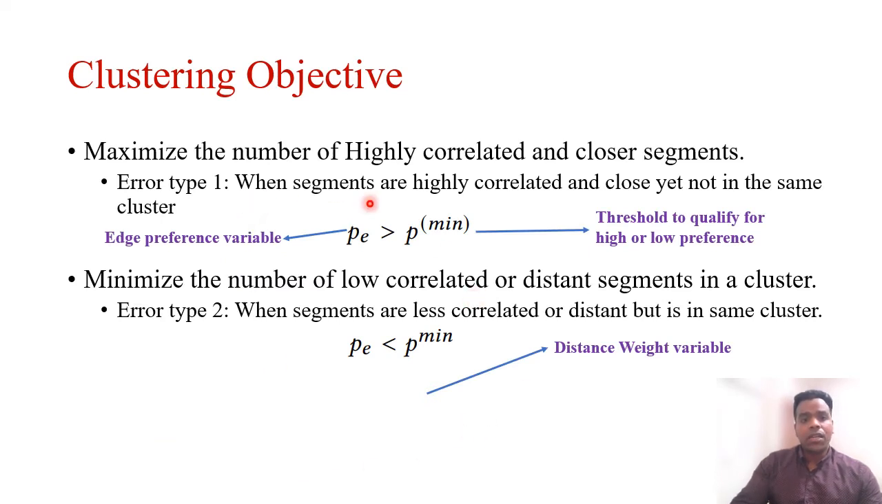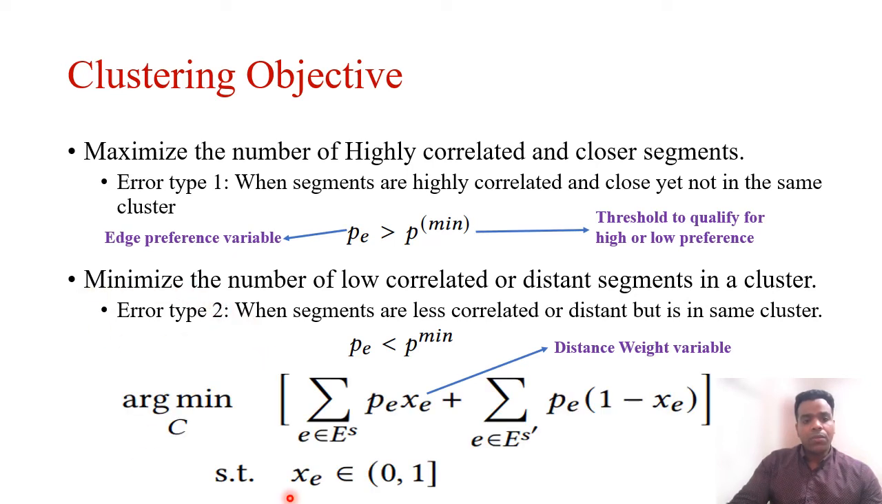Now let's look at the clustering objective. We have two clustering objectives here. First, to cluster all the road segments that are highly correlated and closer to each other, and also minimize the number of road segments that are not highly correlated and distant from each other in a cluster. If road segments that are highly correlated go into separate clusters, we term that error type 1, and the opposite case is termed error type 2.